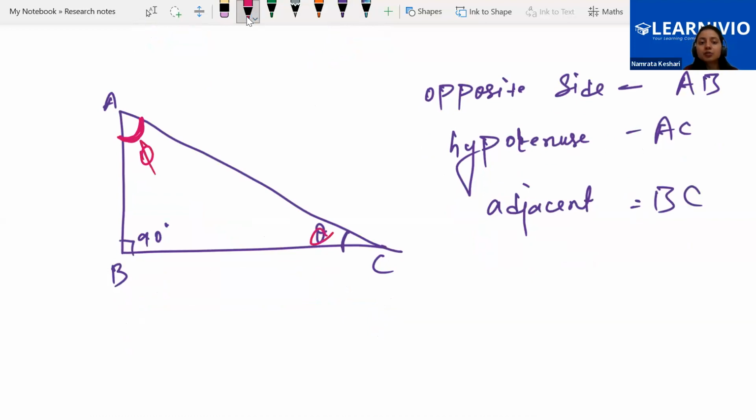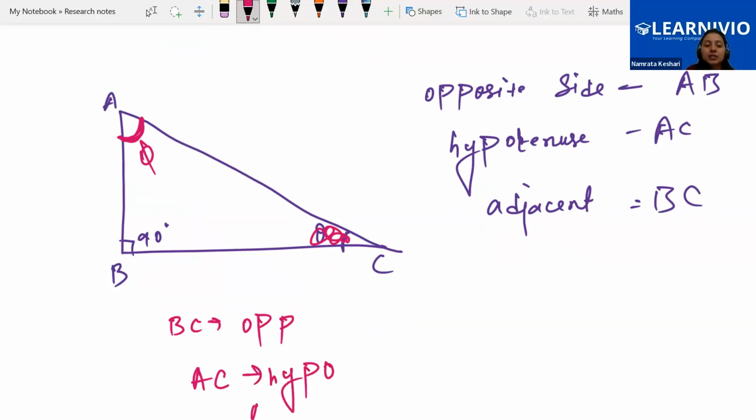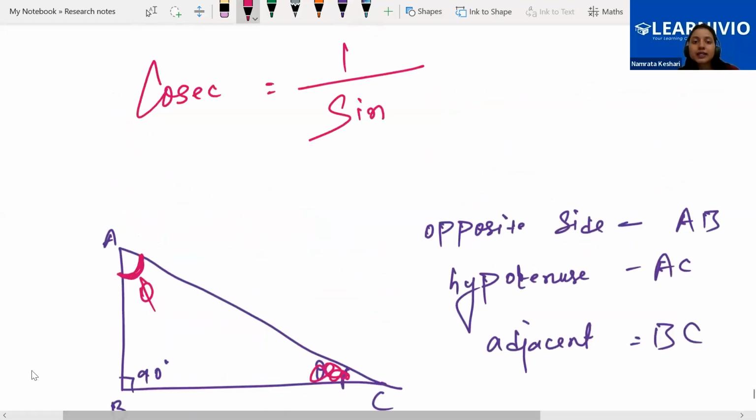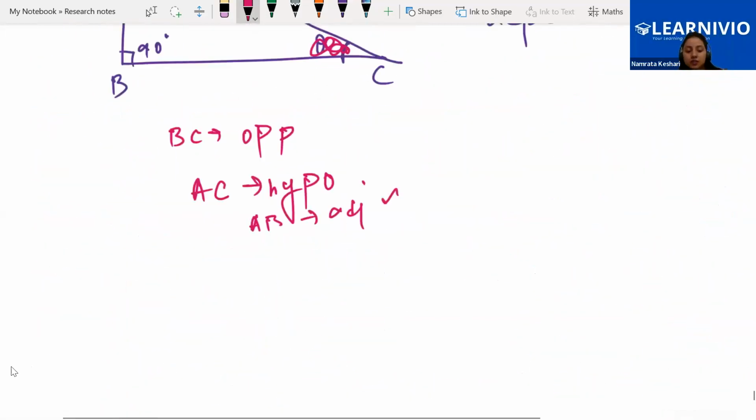With reference to angle, suppose I am marking angle A over here. Forget about theta and all. Now tell me which one is the opposite side, which one is the adjacent side. BC is the opposite side now. AB is adjacent. AC is hypotenuse. Exactly, and AB is the adjacent side. So if you are able to identify all this, then one question we'll be able to do.